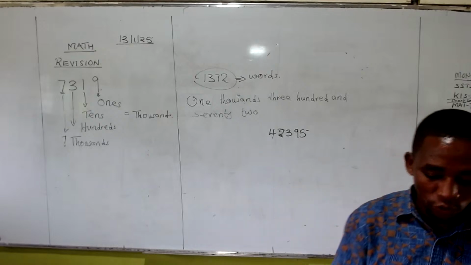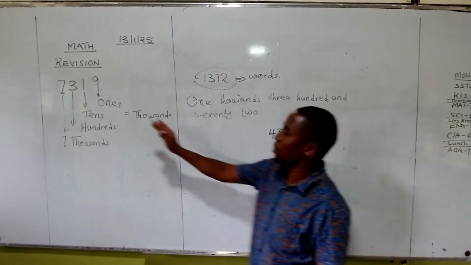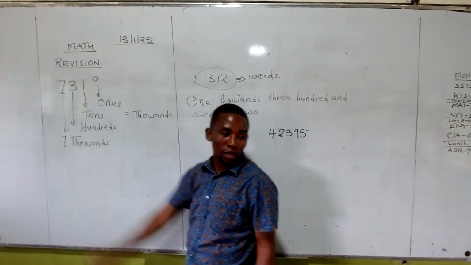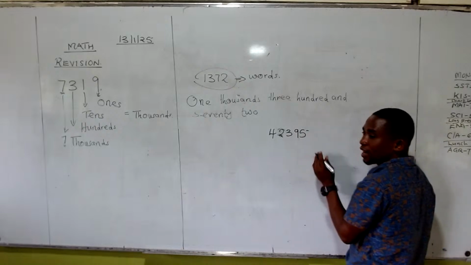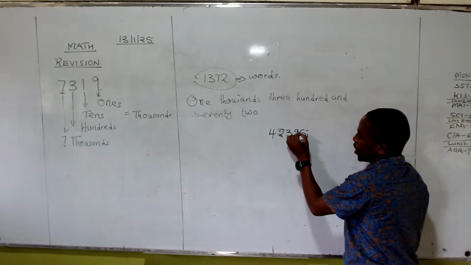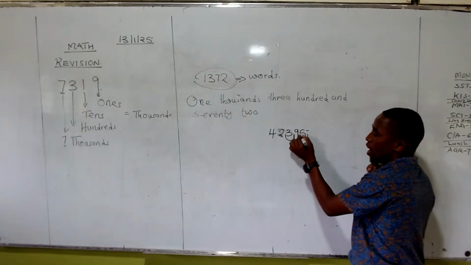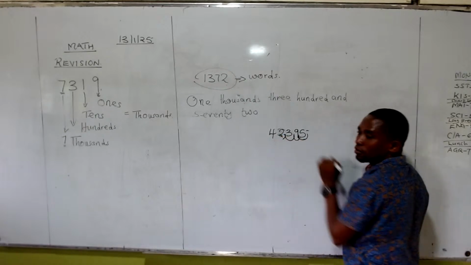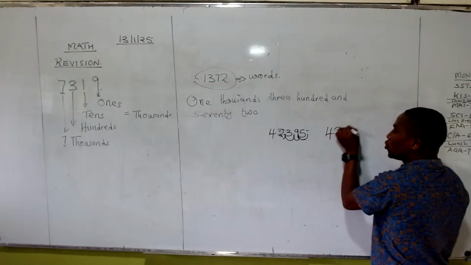Okay. Listen, when you are reading this number, for you to read it well, we said the first number in ones is the digit on the right hand side. Use commas after counting 3 digits from the right hand side to separate this number. 1, 2, 3. After the 3rd digit, put a comma.